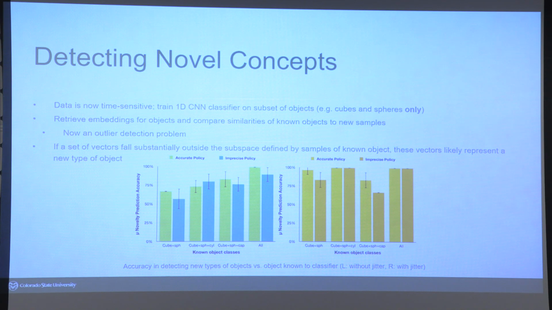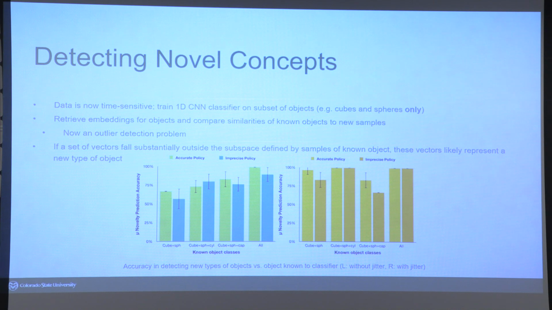So we then train a 1D CNN classifier on a subset of objects. So for example, we would train only on cubes and spheres. And then what we want to be able to do is, if I see a cylinder, can I identify that it is not something that I already trained on, not a cube and not a sphere? The way we do this is we retrieve the embeddings for the objects and just compare them to the similarities of verified known samples. There's a particular formula that we use to account for things like differences in weight initialization that are going to affect the embedding space, but this basically becomes an outlier detection problem.